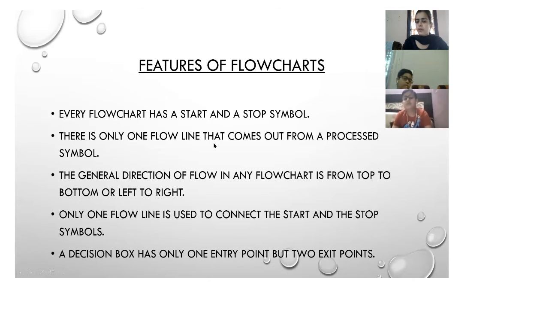There is only one flow line that comes out from a process symbol. When you are using a process box, there is only one flow line that will come out. Means when you have done the calculations, only one flow line will come which will display your output.